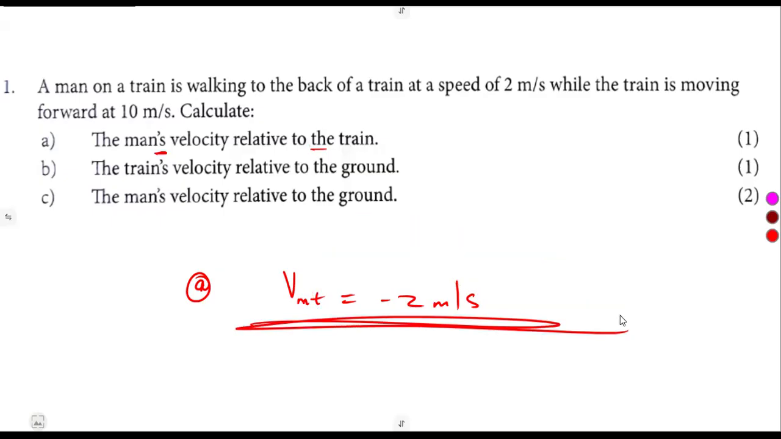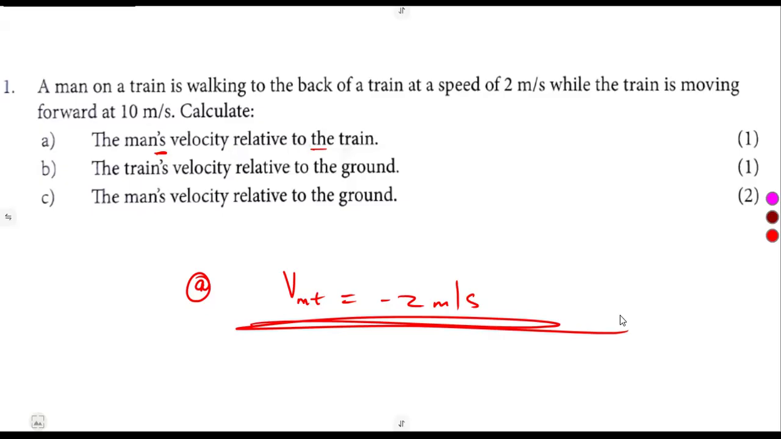Aren't we supposed to continue, because the train is going forward? So let me just say VMT is equal to VM minus VT. That's the first thing we're supposed to do, right? And then we substitute. In a normal sense, yes, it was supposed to be like that.